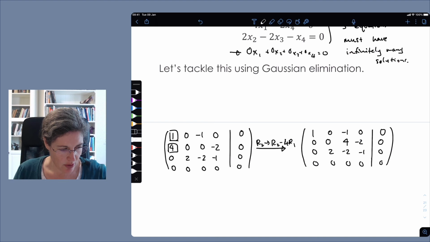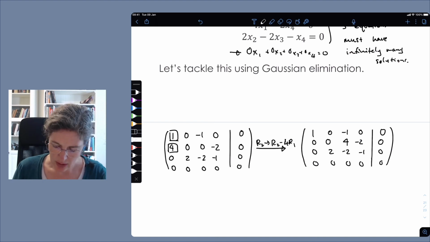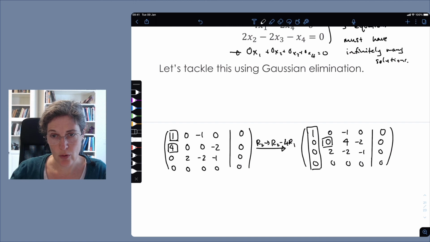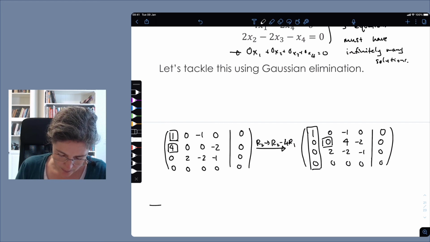What next? Well, we'd like to have, so notice we've sorted out our first column. Our next column, we'd like to have a 1 here. Well, one thing we could do is we could switch row 2 and row 3, and that'll give us a 2, and then we can divide through by 2, and that will give us a 1 there. So we're going to switch row 2 and row 3.